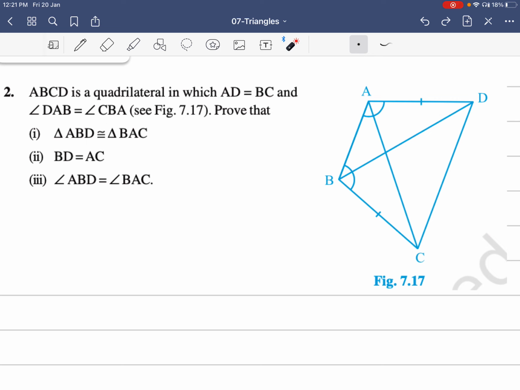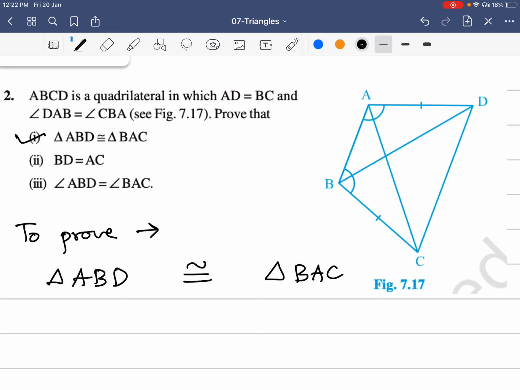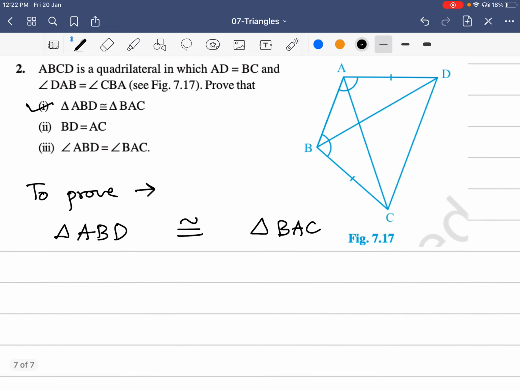Now again, whenever you are asked to prove the congruency of triangles, the order in which it's given is very important. You maintain that order. So first let's focus on this first part. How do we prove it? I'll just note down again, to prove, triangle ABD is congruent to triangle BAC. Since the order is already given to us, we need not think, we have to just follow the order. Now in this order of the triangles, we have to see what all sides and what all angles are congruent. So first we'll start with the given information.